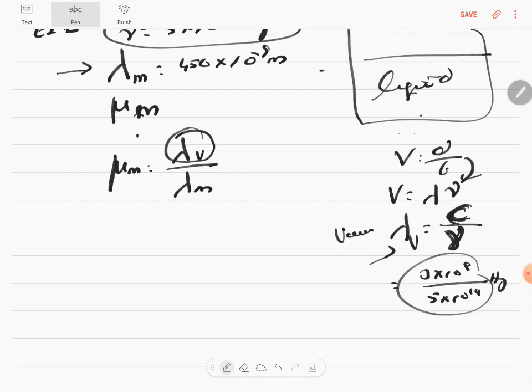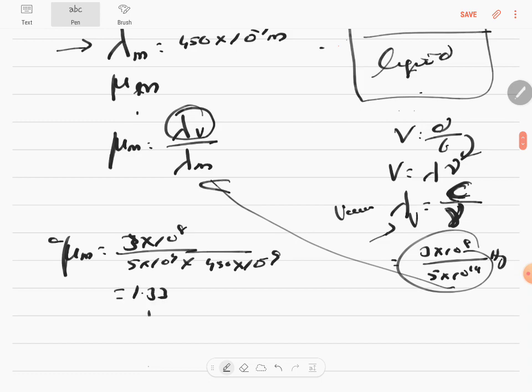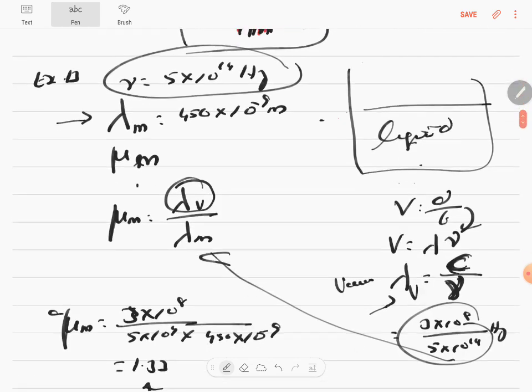Once you get this value, you can substitute it here to find the refractive index of the medium, which is wavelength in vacuum, 3 into 10 to the power 8 by 5 into 10 to the power 14, divided by wavelength in medium, which is 450 into 10 to the power minus 9. On solving this, you'll get 1.33, which shows that this liquid happens to be water. You all know that. So that's how you do the sum.